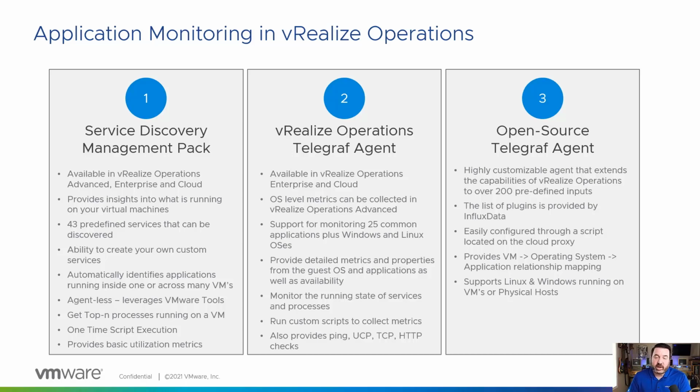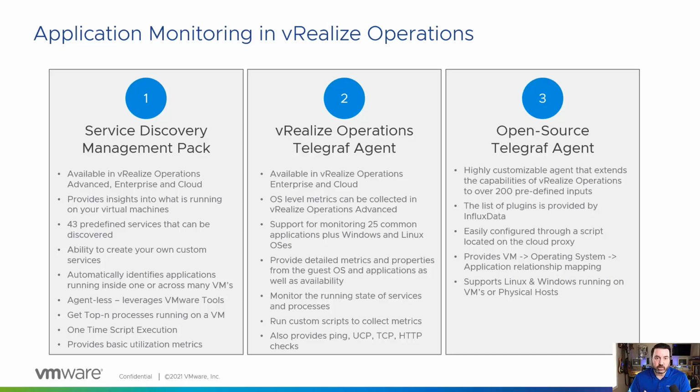There are 25 very popular applications that we can monitor through the vRealize Operations Telegraf Agent, and we support both Linux and Windows OSs. This can also monitor the state of our services and processes. We can run custom scripts to collect metrics from our applications and our virtual machines into vRealize Operations, and it can also provide various checks like ping checks and HTTP checks, right?